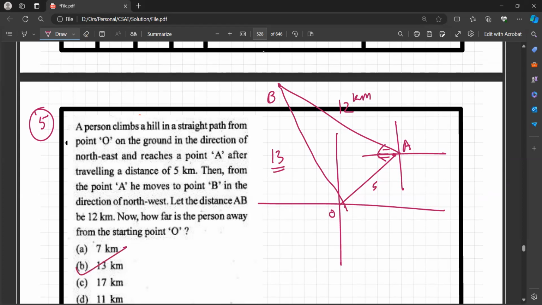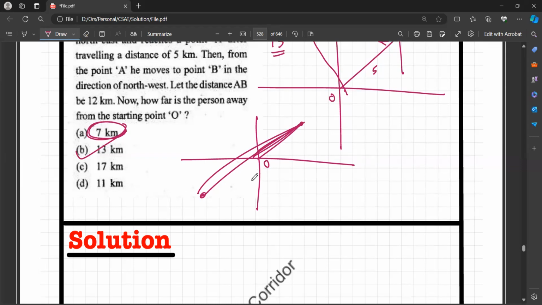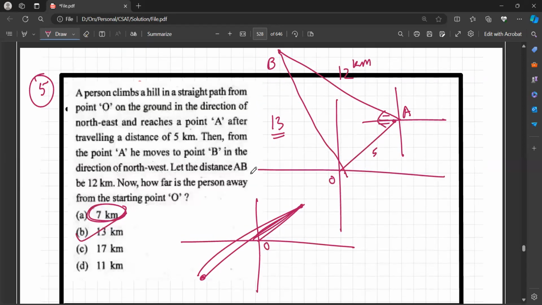Got it? One mistake that students can commit here is: 5 kilometers, then comes back 12 kilometers in the northwest direction, but it is northwest with respect to A, not O. If you do like this is 5, this is 12, then you write the answer as 7 kilometers. That is why this option is present. So don't make this mistake. It is northwest with respect to A, not with respect to O. Let us proceed to the next problem. That is question number 6.